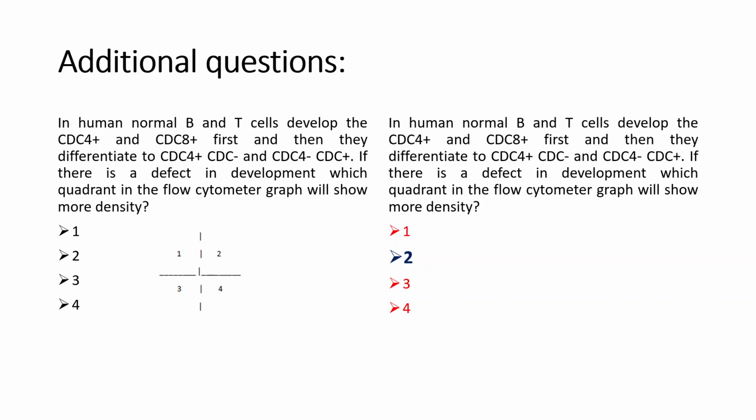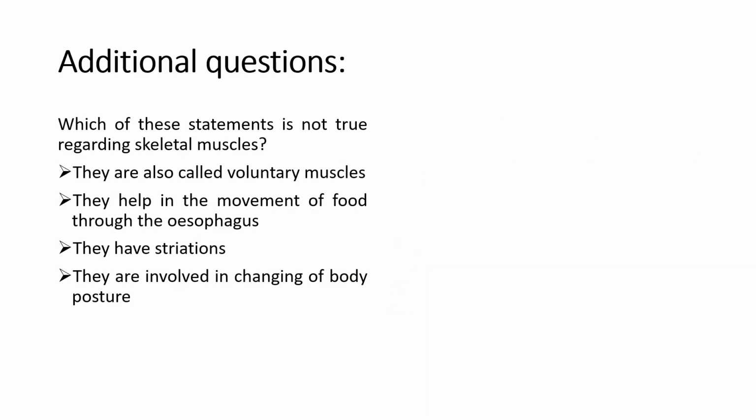Next, moving on, which of these statements is not true regarding skeletal muscles? They are also called voluntary muscles. They help in the movement of food through the esophagus. They have striations, and they are involved in changing of body posture. So you can write the answer in the chat box and we will see.